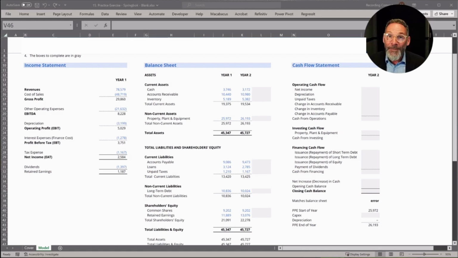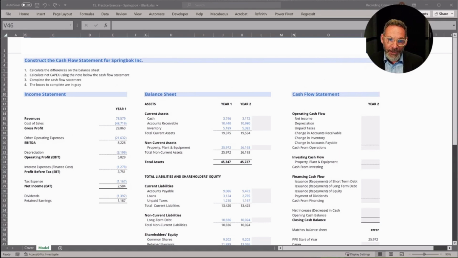Let's practice one more time. Now, hopefully you've already had a go and you can check your numbers with mine or follow along with me. So let's get going. Again, the instructions are at the top.